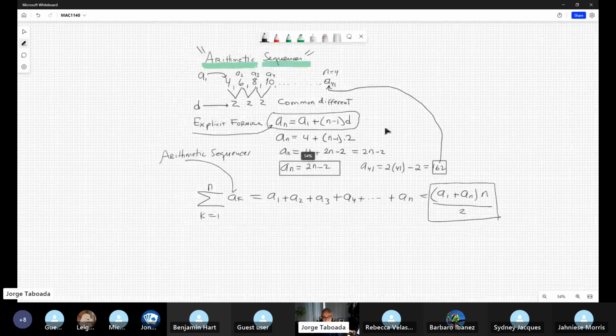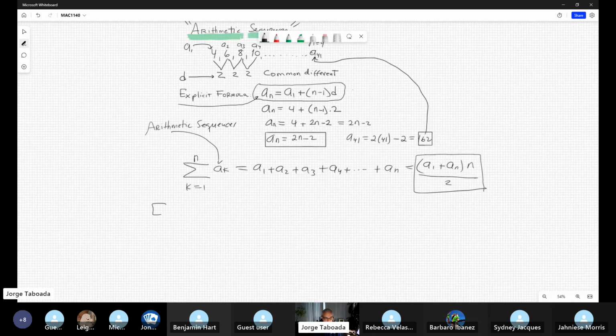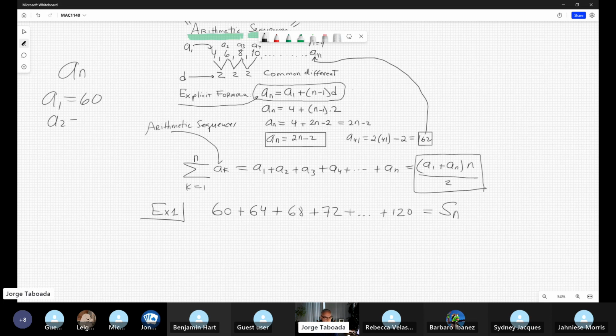Okay, it's easy. Look, suppose that we have this sequence. Example one: suppose 60 plus 64 plus 68 plus 72 plus, and so on, no idea how many, plus the last one is 120. I need to find this summation. Let me call it S sub n. So a1 is 60, a2 is 64 and so on. S sub n is a summation, and by the way, it's equivalent to say the summation from k equals 1 to n of a sub k. It's the same thing.